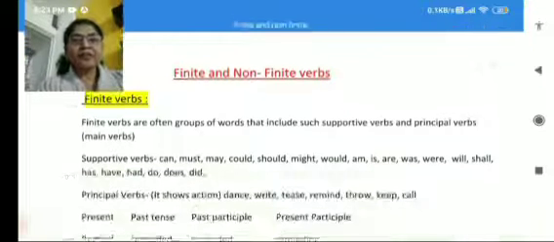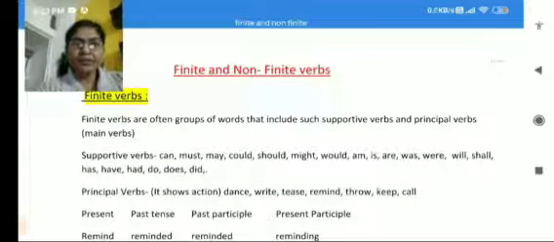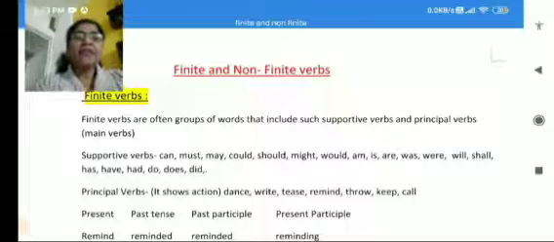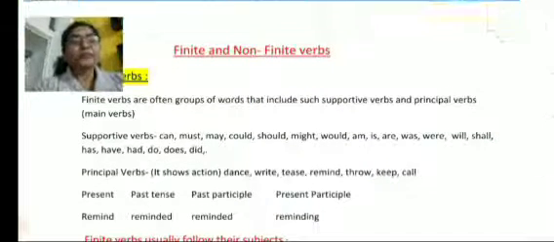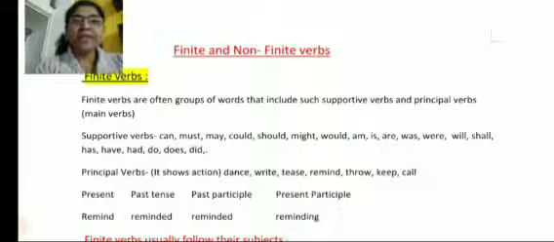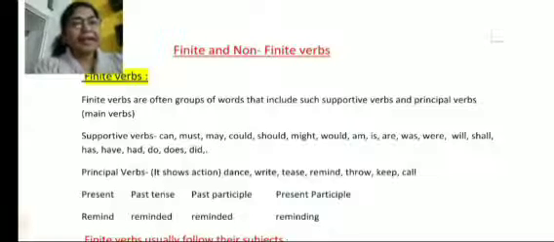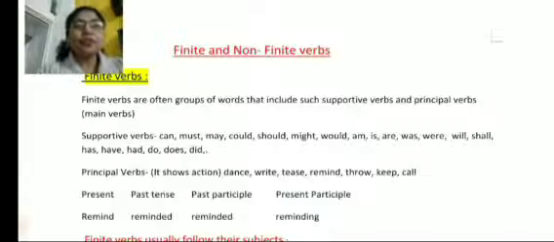Finite verbs are often a group of words that include supportive verbs and principal verbs, that is the main verbs. Now what are the supportive verbs? Supportive verbs means nothing but it supports the subject. Supportive verbs have another name, that is helping verbs. Here the examples are given: can, must, may, could, should, might, would, am, is, are, was, were, will, shall, has, have, had, do, does, did.